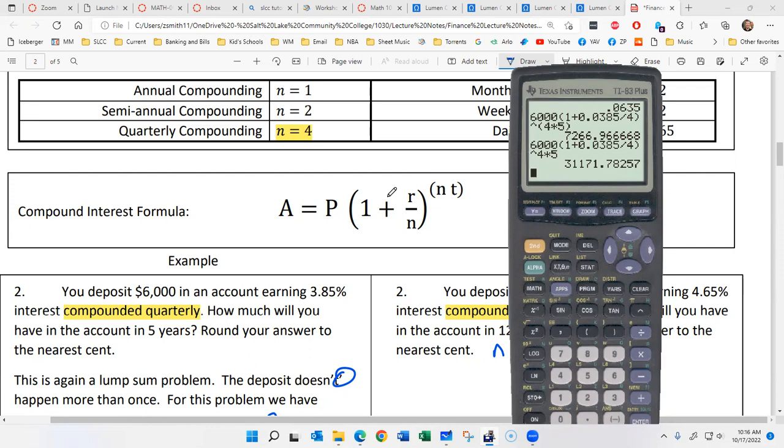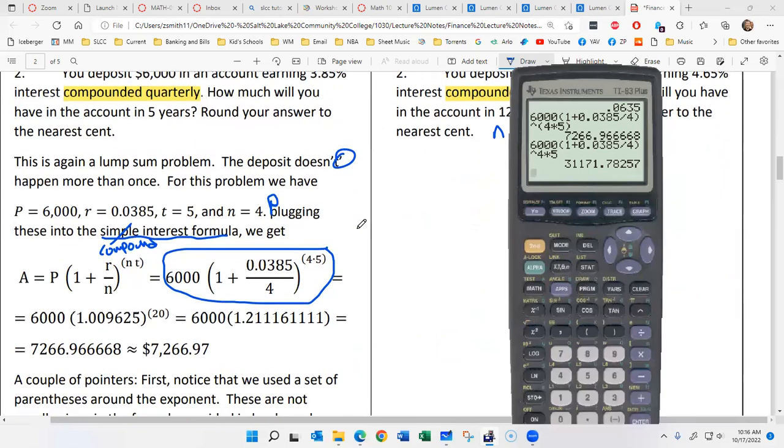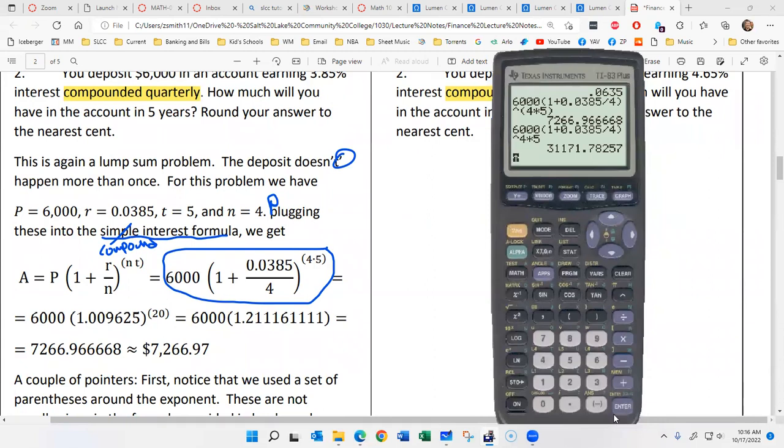And then on the problem that we just did, if we do the 4 times 5, just simplify that before we do the whole problem, that's fine. So if this whole thing had just been 20, now you're back to getting the correct answer.